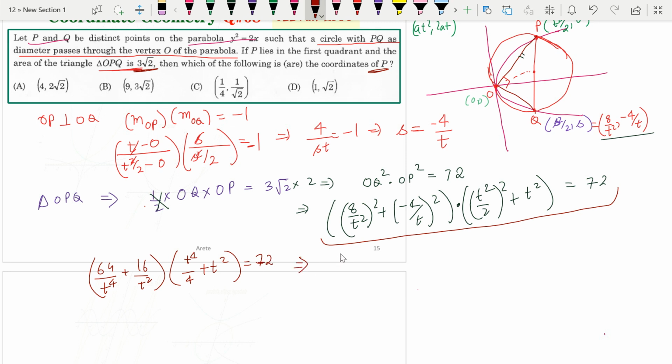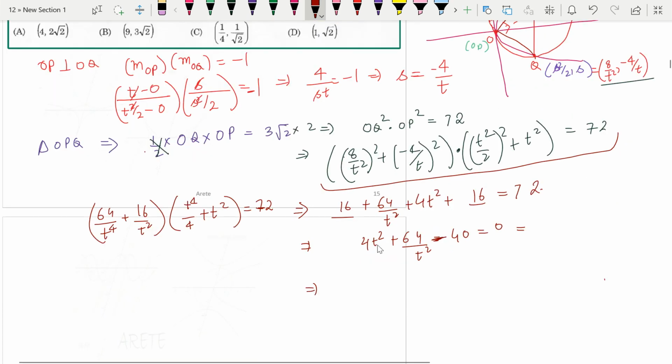Let's do the product. So you're getting 16, just 16, right? Plus 64 upon t squared plus 4t squared plus 16 is equal to 72. This obvious thing we get. This is 16 plus 16, 32. Subtract that side, you get 40. So 4t squared plus 64 upon t squared minus 40 is equal to 0. Make it a quadratic in t squared: multiply by t squared throughout, and maybe divide by 4 first. So t squared plus 16 upon t squared minus 10 is equal to 0.